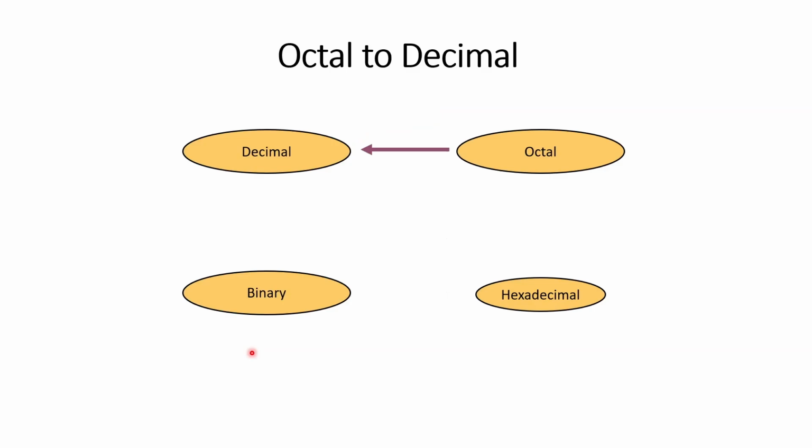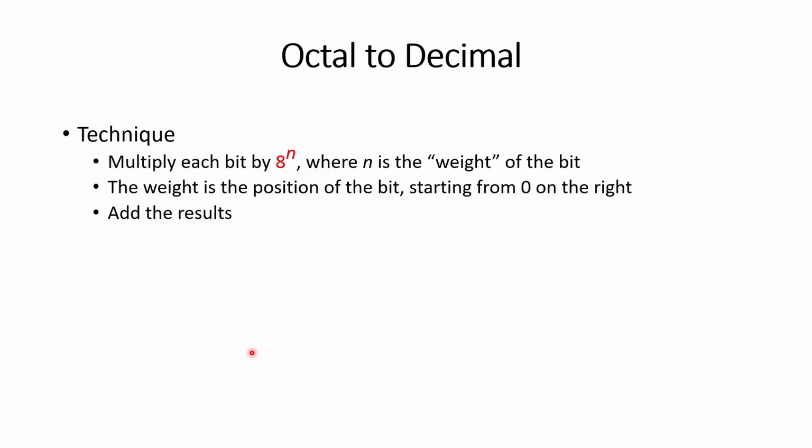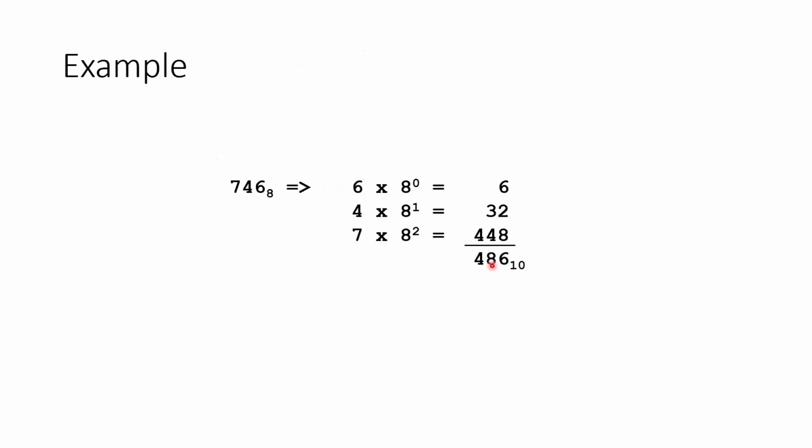Now we are doing octal to decimal. The technique: multiply each bit by 8 to the power n, where n is the weight of the bit. The weight is the position of the bit, starting from 0 on the right, and add the results. Here is an example.